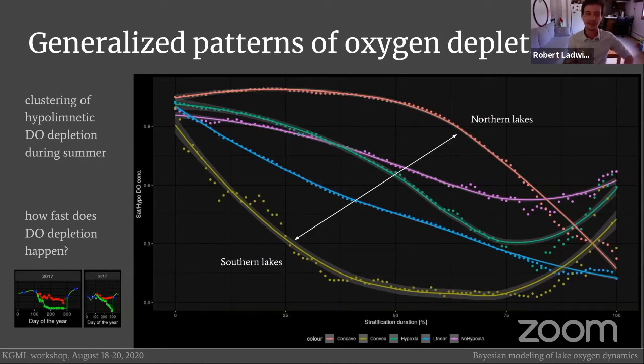The southern lakes mostly have this yellow response, which is a convex response. So they have an early high depletion, and at about 50% of summer the oxygen concentrations are nearly depleted and they stay low. Whereas most northern lakes have this concave response. So they have high concentration throughout the middle of summer and then the depletion kicks in. So the first result showed us that these lake types are really different and that we can learn a lot about how they work in general.